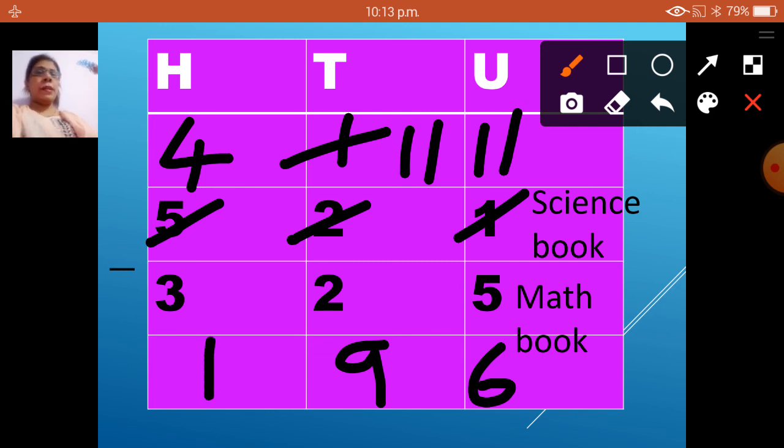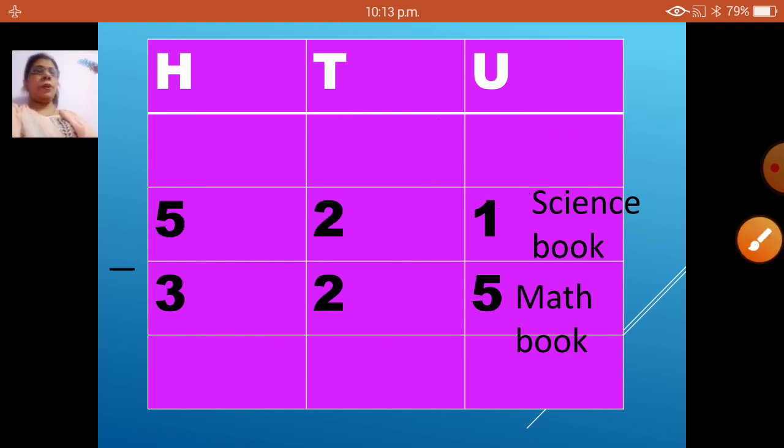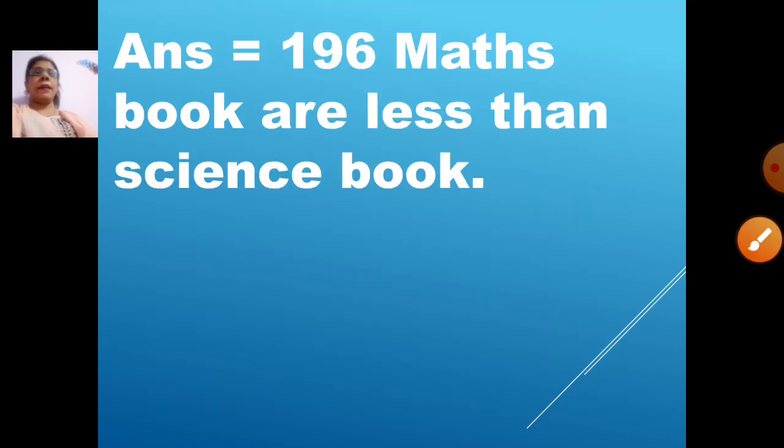So what is the answer that we got after subtracting 521 minus 325? 196. So how are you going to write the answer? 196 maths books are less than science books. What are you going to write? 196 maths books are less than science books.